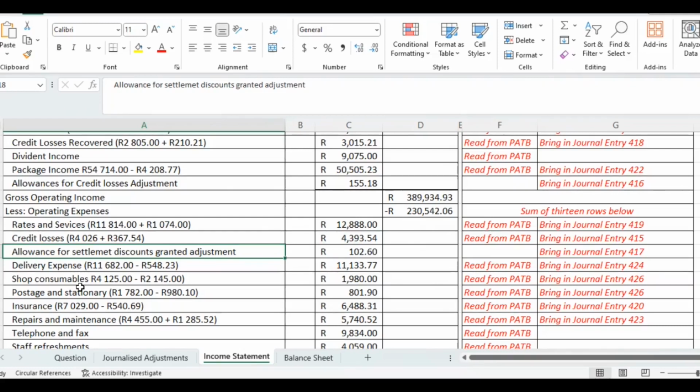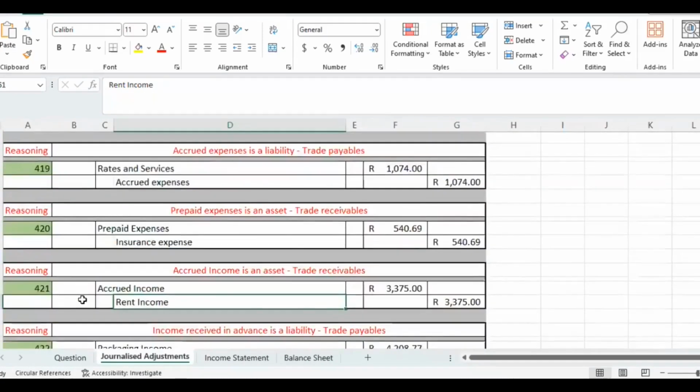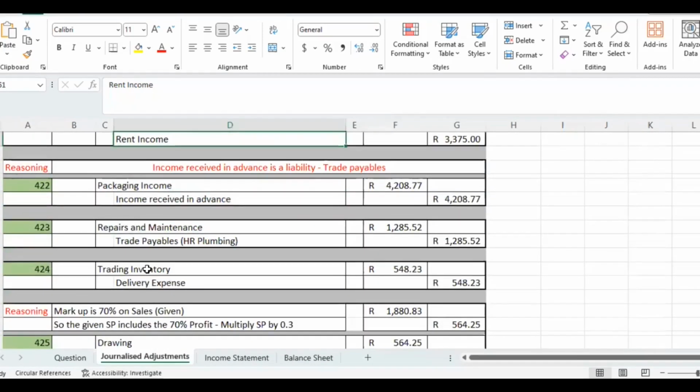Then we have a look at the delivery expense. Now, the delivery expense was 11,682, read from the pre-adjusted trial balance. But as far as the 458 was concerned, that was part of journal entry 424. Let's have a look at what 424 was. Remember, 424 said trading inventory. Oh, this was the mistake.